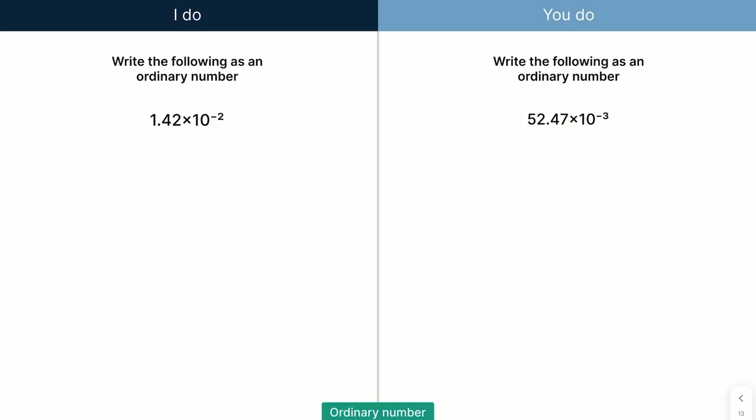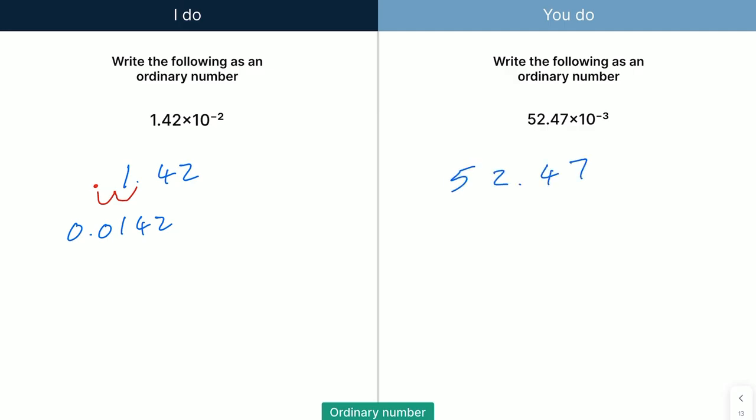One more question on this. So here we have 1.42. If I hop the decimal twice, I have 1, 2. So the decimal ends up here. So my final answer is 0.0142.